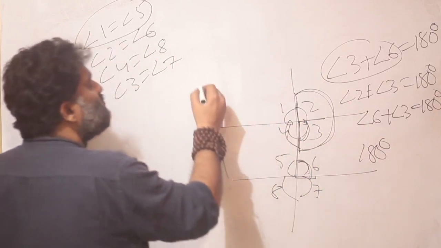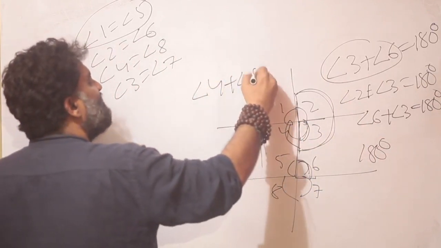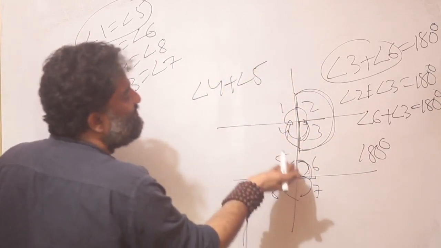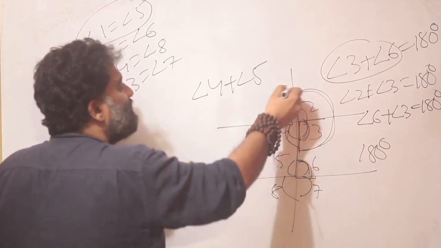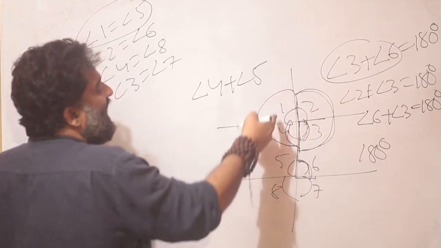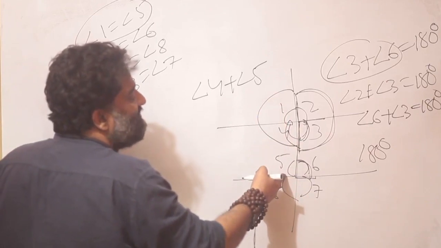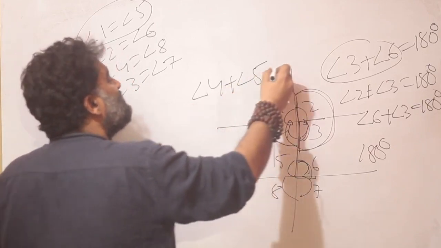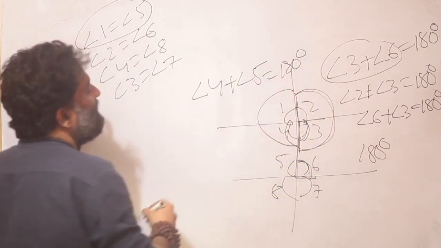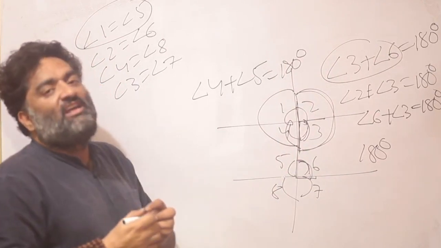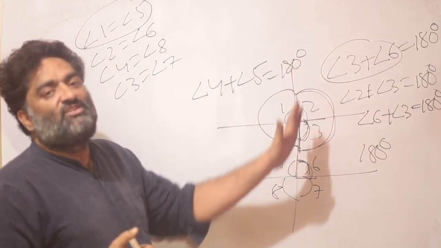Can the same result be proven for angle 4 plus angle 5? Yes, it can be using very much the same process. Angle 1 plus angle 4 is going to be 180 degrees. Instead of angle 1, I'll write angle 5 and I'll get angle 5 plus angle 4 is also going to be 180 degrees. So that's it. That covers all our results when a transversal is cutting across a parallel line.